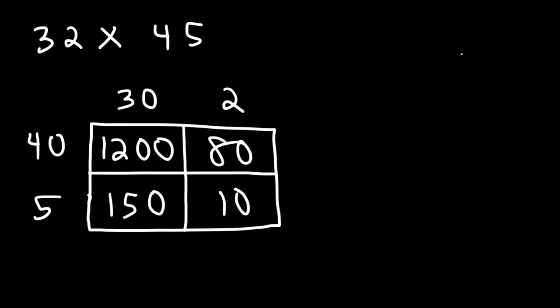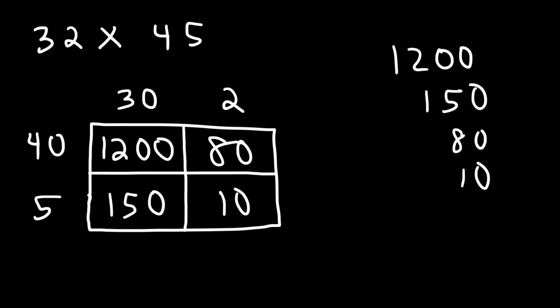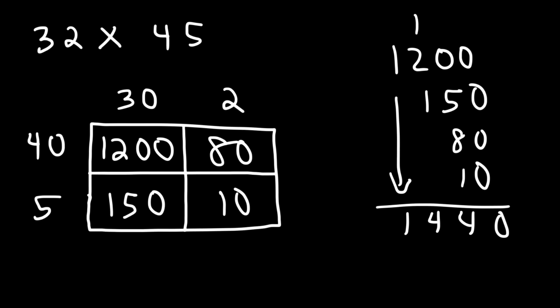So now let's add everything. So we have 1200, 150, 80, and 10. So 1 plus 8 is 9. 9 plus 5 is 14. Carry over the 1. 1 plus 2 plus 1 is 4. And then drop down the other 1. So therefore, 32 times 45 is 1440.